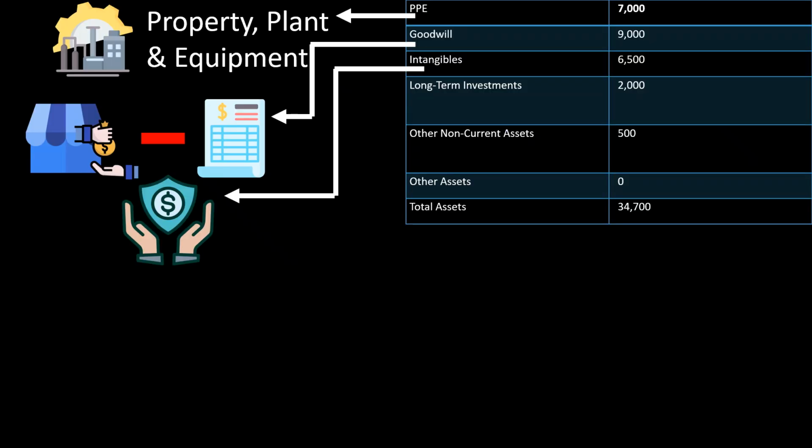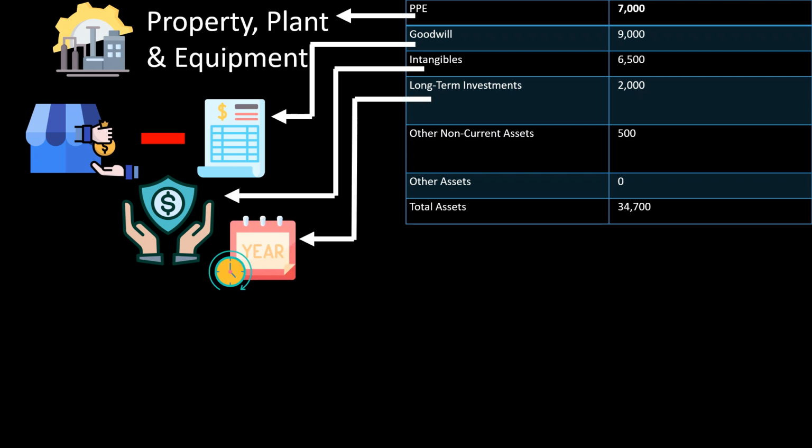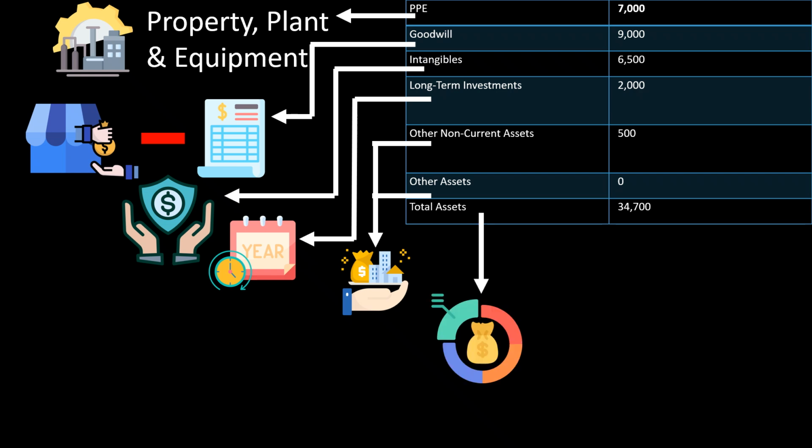Intangibles are assets that don't exist physically, like patents, brands, franchises, etc. Long-term investments are for assets that have a value longer than a year. These include stocks, real estate, bonds, and the like. Other non-current assets are assets that didn't make it into the other rows, and can't be converted into cash in less than a year. Other assets are any additional assets of the business. And lastly, total assets is the added up value of all the company's assets.